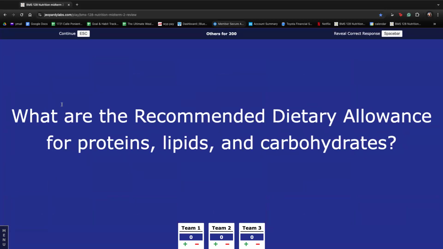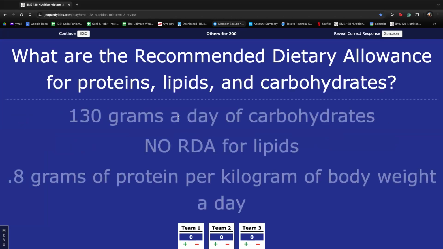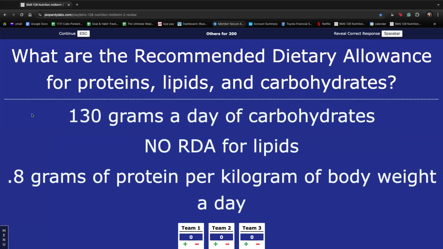What are the RDAs for proteins, lipids, and carbohydrates? Does anyone have these memorized? One of them is really silly. It makes a lot of sense once we talk about it. Yeah, protein is 0.8 grams per kilogram of body weight. What about for carbohydrates and lipids? For carbohydrates, it's 130 grams a day.